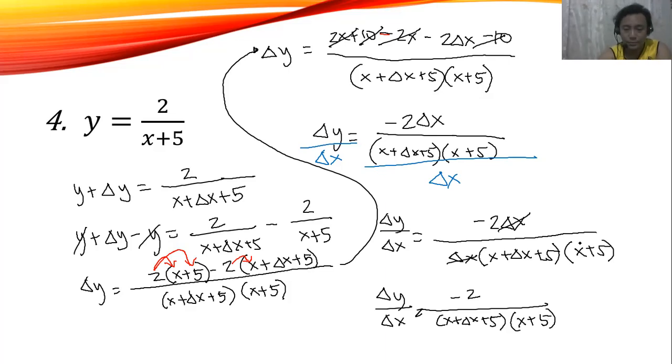So, let's continue. So now we have delta y over delta x is equal to negative 2 all over x plus delta x plus 5 multiplied by x plus 5. So the next thing is to solve for the limit of this as delta x approaches 0.